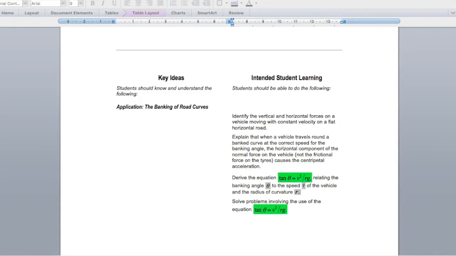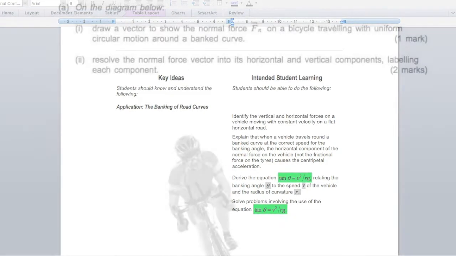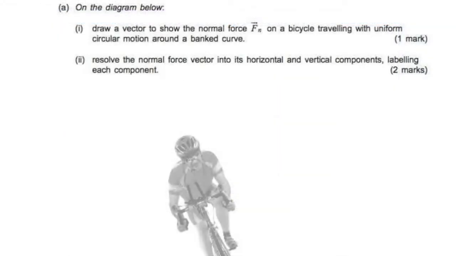In the following example questions, we will derive the equation tan theta is equal to v squared over rg and the importance of the banking angle, the speed, and the radius of curvature. I have selected this example of a banked curve question from the 2012 exam.